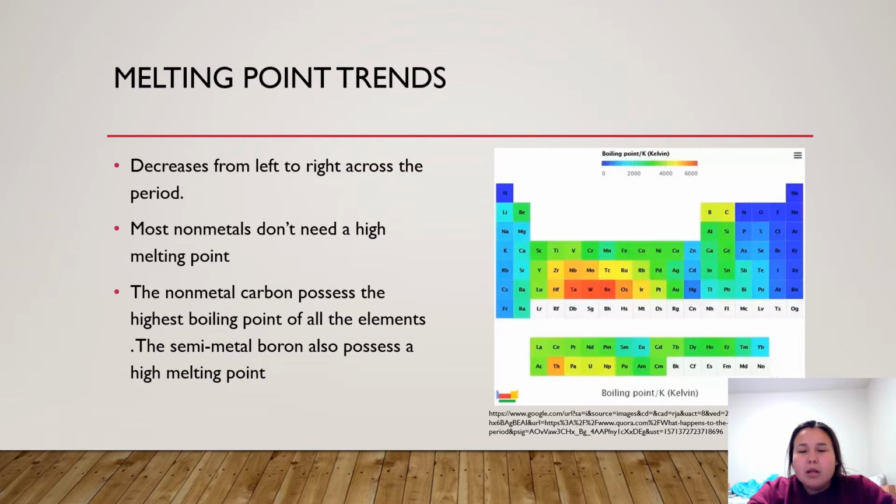So in the picture here, this is a key to the melting points for all of the elements. So the red is the highest and the blue doesn't have one.